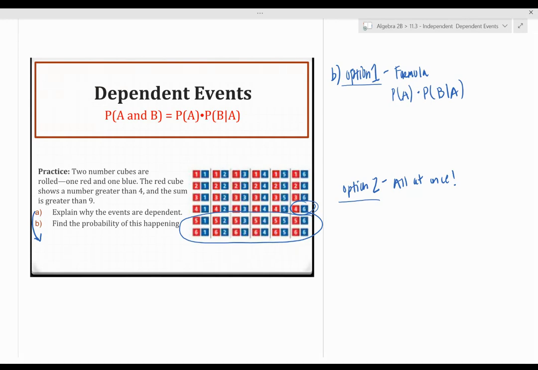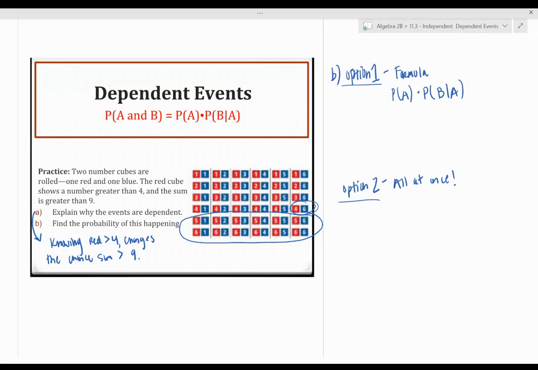So knowing that the red is greater than 4 changes the chance, or you could say probability, of getting a sum greater than 9. That's why they are not independent. Okay, so now let's find that probability.